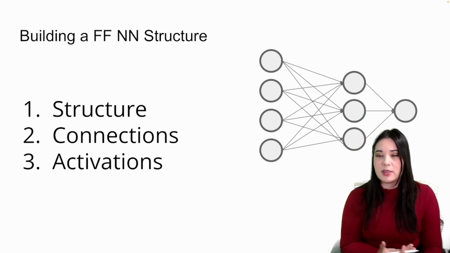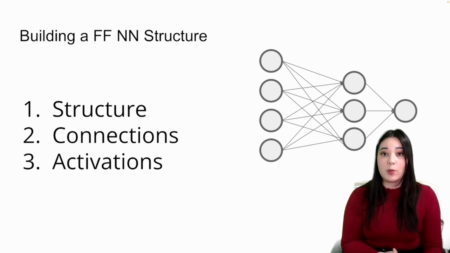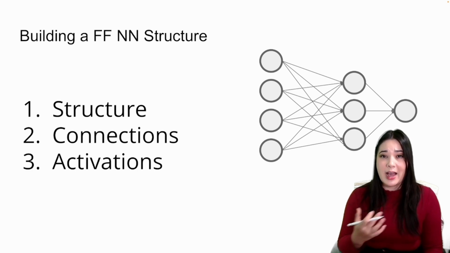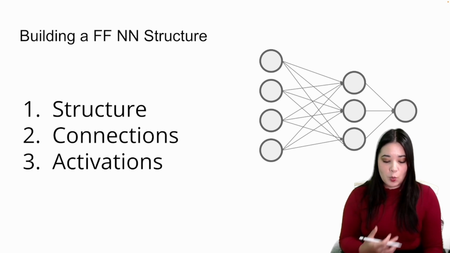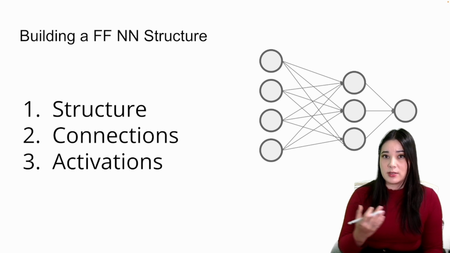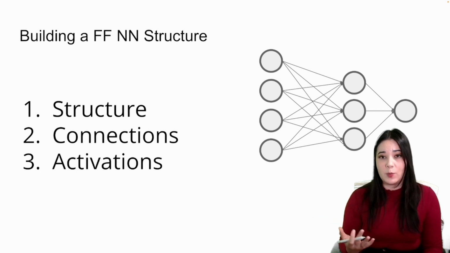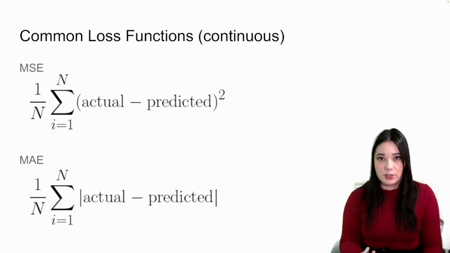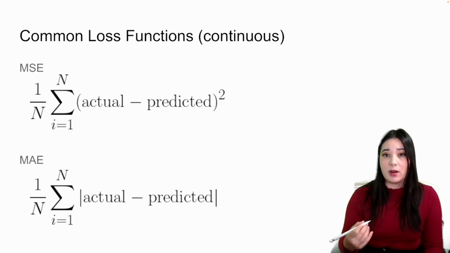So as you can see, we have a lot of flexibility with how we define our models. We need to think about the structure, so what nodes, how many layers, what the connection of those layers is going to be, and then whether or not we want activation functions for any of our nodes. Then we need to think about how we're going to train our model. What is our loss function? How do we measure how well our model is doing?